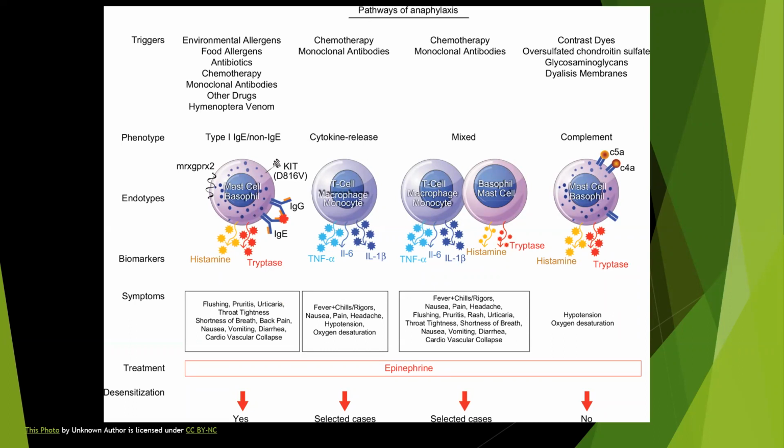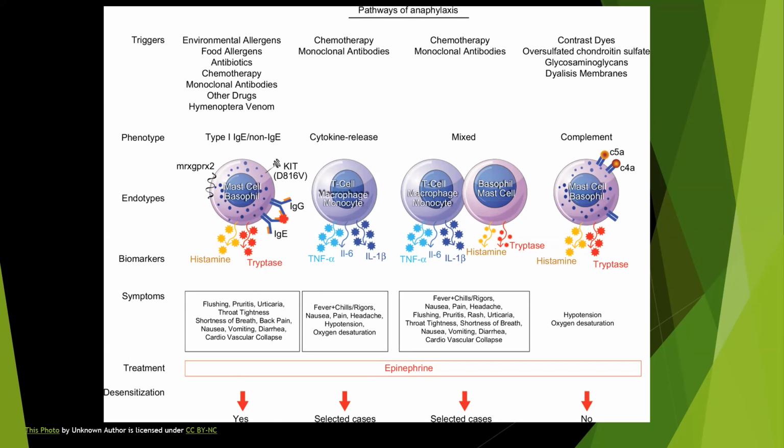Then there are other types of pathways that could be related to T cells, macrophages, and monocytes, and you can see there are different chemicals involved there. The reaction will be somewhat different. It will cause fever, chills and rigors, nausea, pain, headaches, hypotension, and oxygen desaturation. And the worst would be if there is a mix between T cells, macrophages, monocytes, as well as basophils and mast cells.